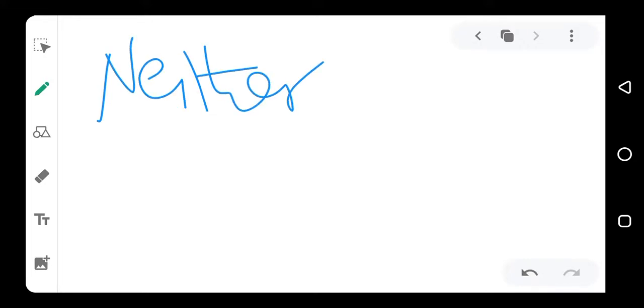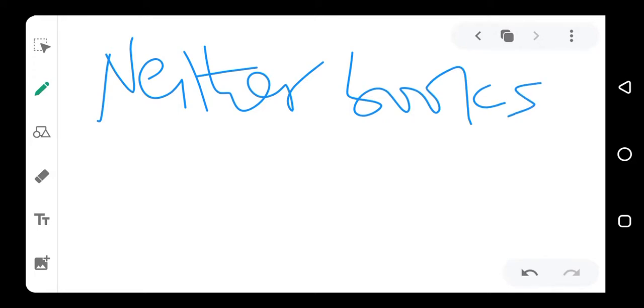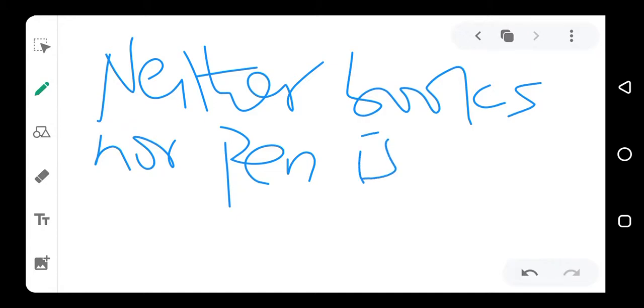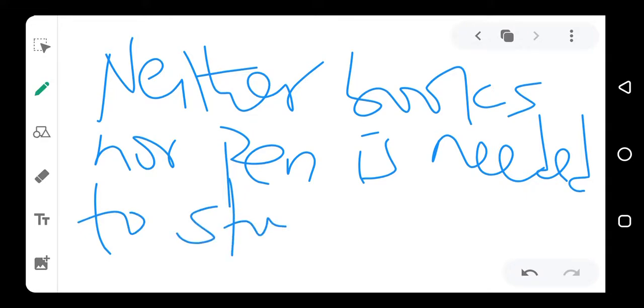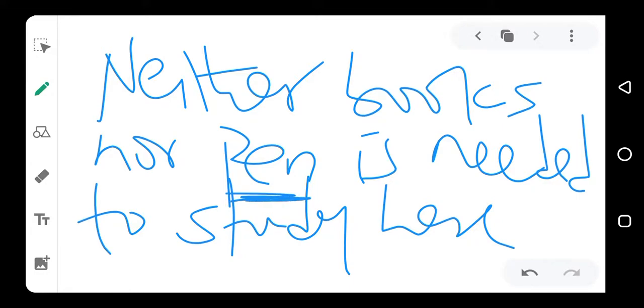Example 2: neither books nor pen is needed to study here. Neither books nor pen. The closest subject is pen. So it takes a singular verb, which is "is". That is rule number 5.